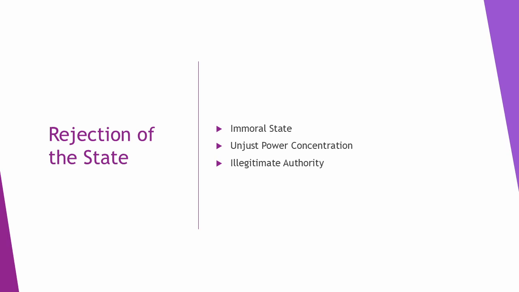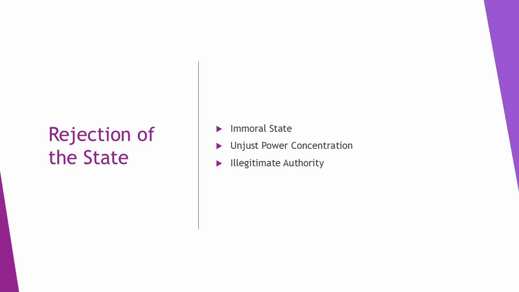Based on the idea of rejection of the state, the anarchist view on the economy is that it should be decentralized and free from ownership or control by the state or capital. Based on the idea of rejection of the state, the anarchist view on society is that voluntary association will create harmony without imposed laws.